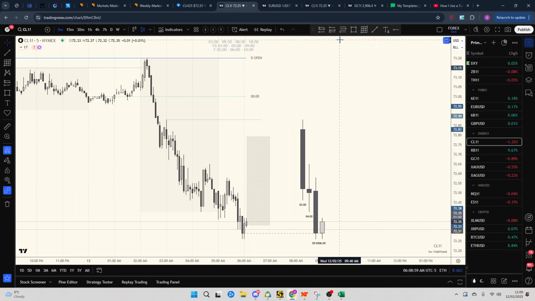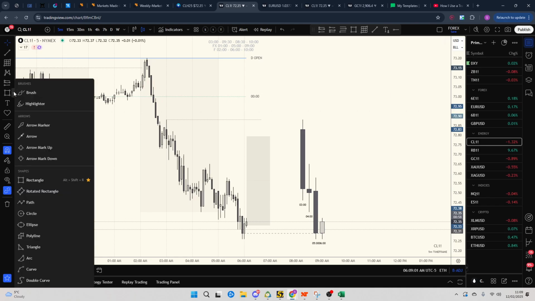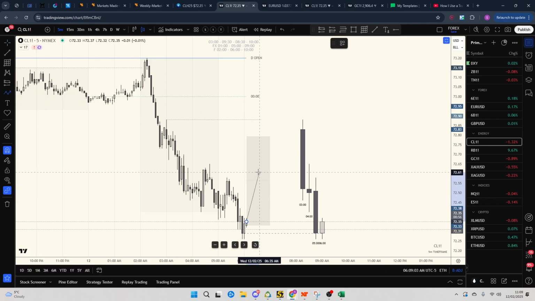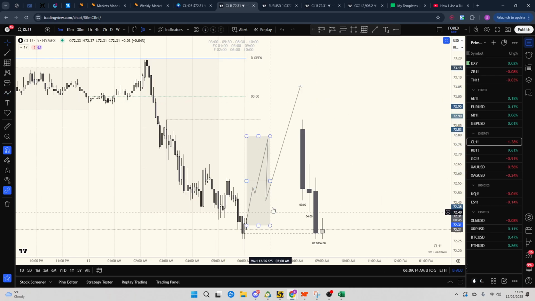That will look something like this. Wait for it to get swept, the minor range within it, and then we push higher. Okay, so I'll look to enter in here.